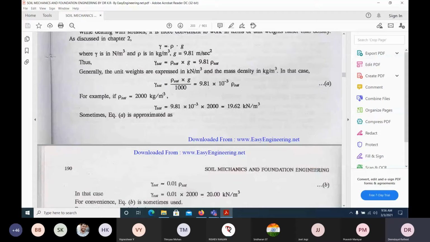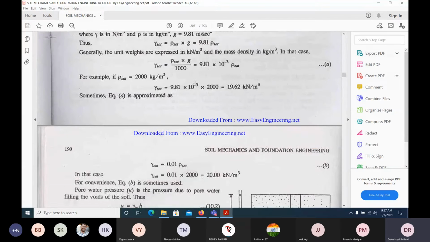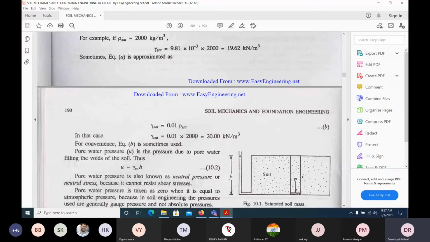Generally, gamma saturation would be okay. 20 kilonewton per meter cube. It would be generally okay when you calculate it. Once you do these calculations, gamma sat and all, whatever is given would be generally 20 kilonewton per meter cube.